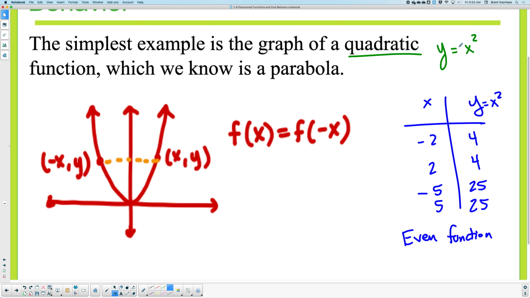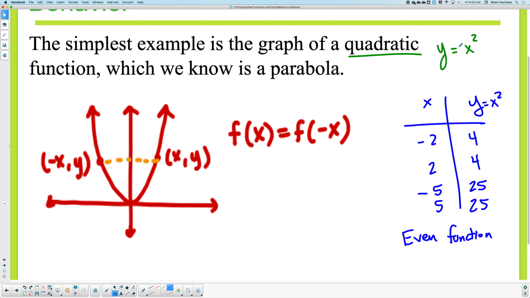Why would it work with evens? What does squared do to negatives? It cancels, because it's an even number. If you have a negative and a negative. Why would an x to the 4th cancel out the negatives? Because 4 negatives make a positive. So it just has to have even powers, and it'll be an even function.